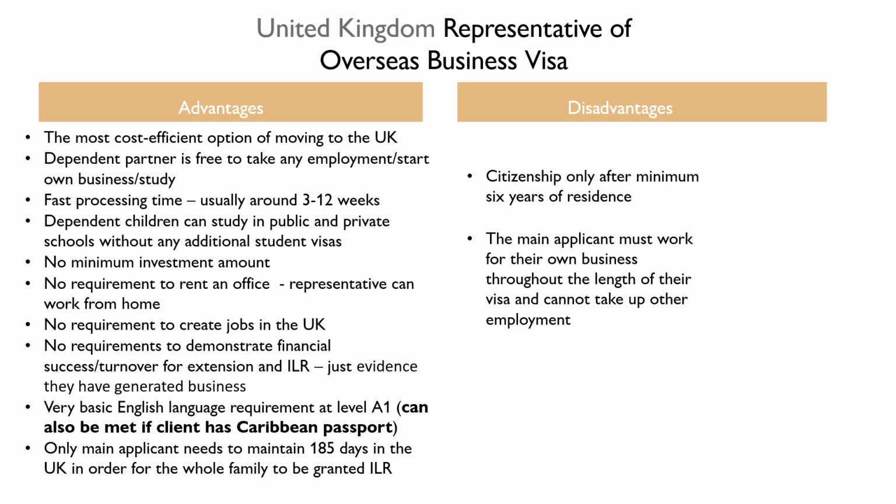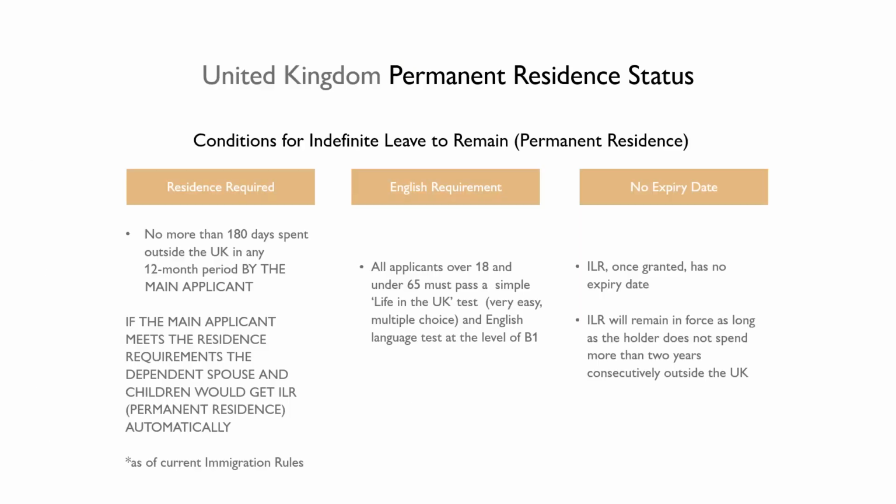Here it's going to be 6. And the main applicant can only work for the mother company, for the parent company that sent them to the UK, cannot take any other employment. However, since the spouse and dependent partner is free to take any sort of employment, sometimes it's really important to see who is the main applicant, and we can actually work around this.